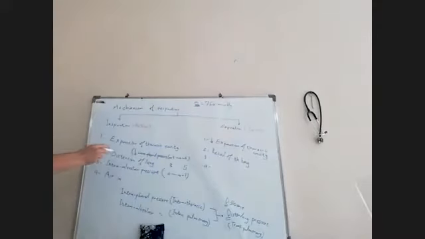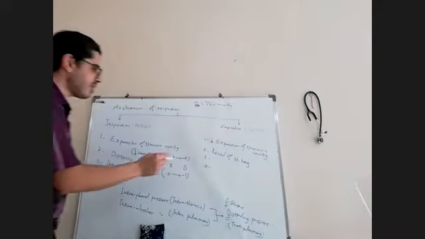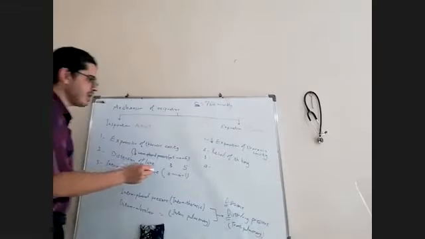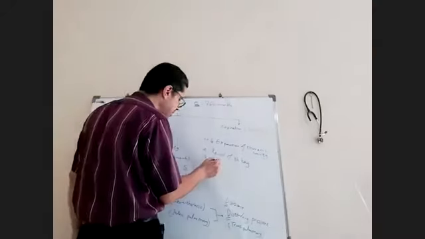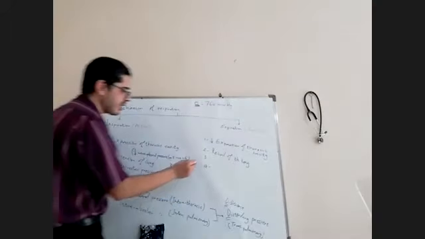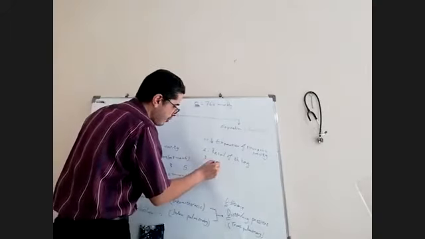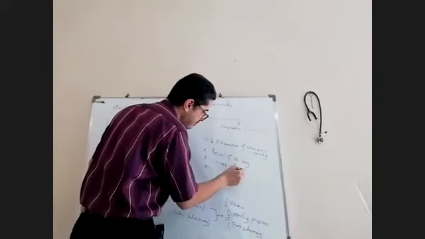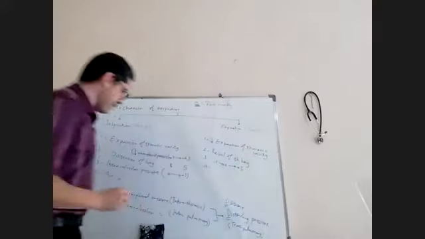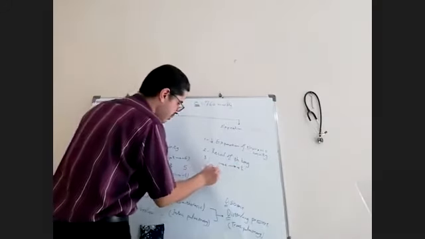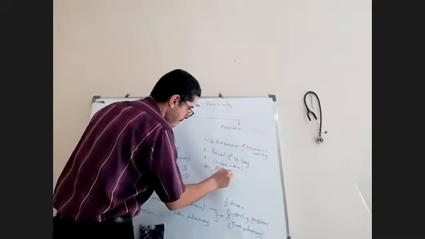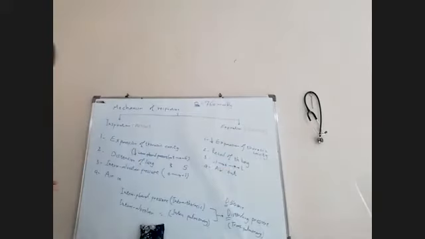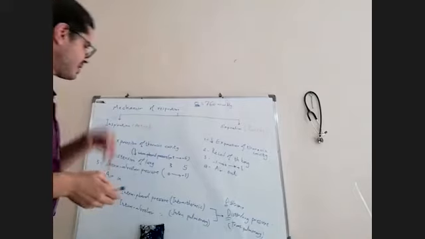So what will happen to the pressure? The intra-alveolar pressure, or intrapulmonary pressure, will go to plus one. It reached minus one here, and now it will go from minus one, to zero, and to plus one. And then the air will go out. So this is the expiration process, which is a passive process.